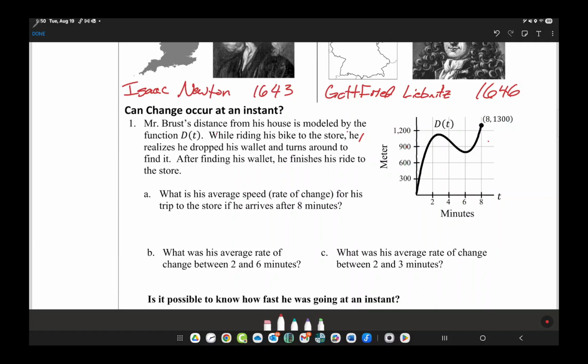So here we have an example of Mr. Burst. This graph is the distance from his house modeled by the function d of t. While riding his bike to the store, he realized he dropped his wallet, and he turned around, finds it, and then finishes riding to the store. So, what is the average speed or rate of change? And again, remember, speed or rate of change is delta y over delta x. In this case, this would be d of 8 minus d of 0 over 8 minus 0.